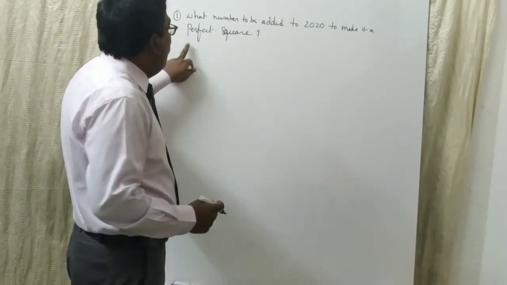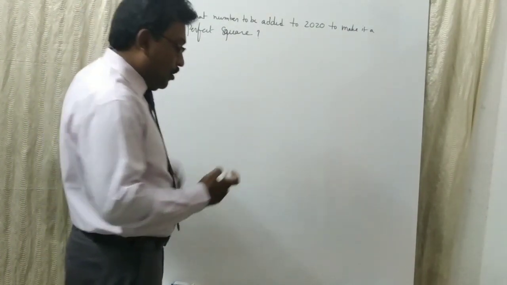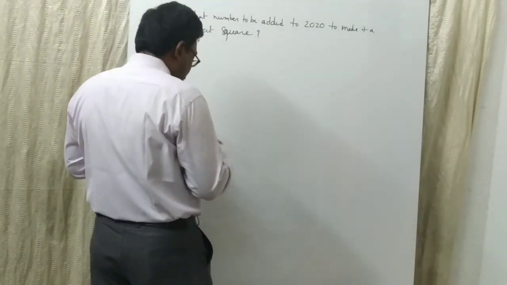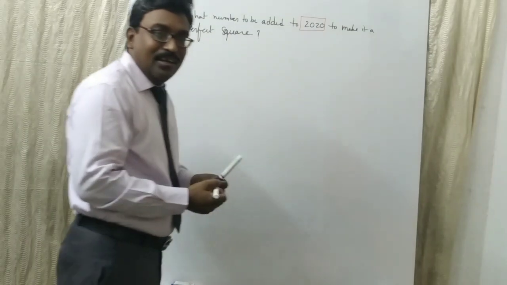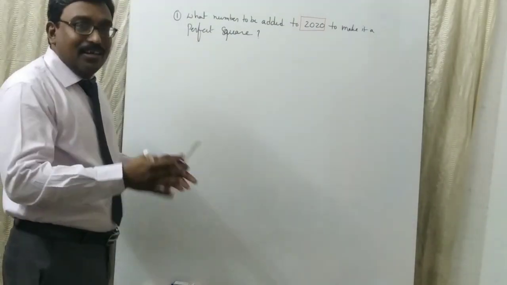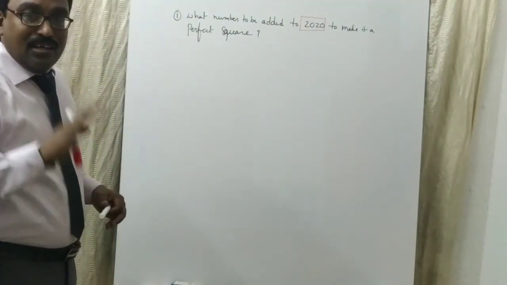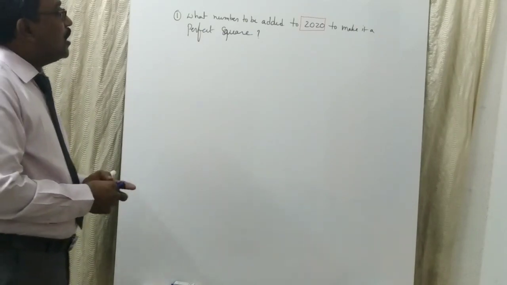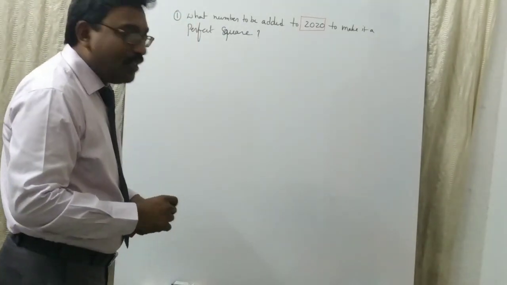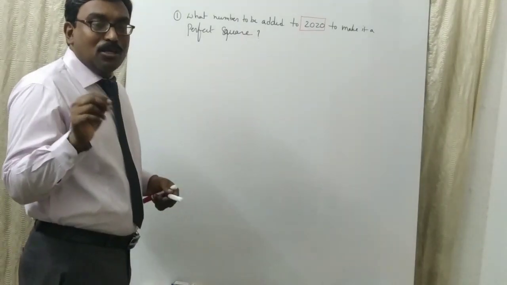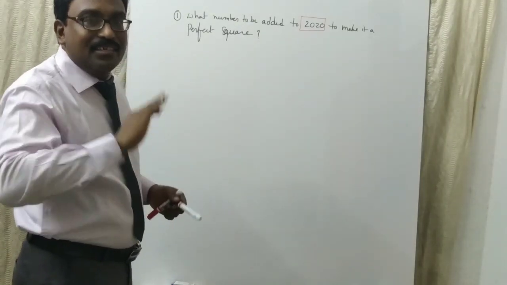Okay, now what number should be added to 2020? See this number 2020, the present year. 2020 is not a perfect square. What number should be added to 2020 to make it a perfect square? Addition is not possible with the prime factorization method.